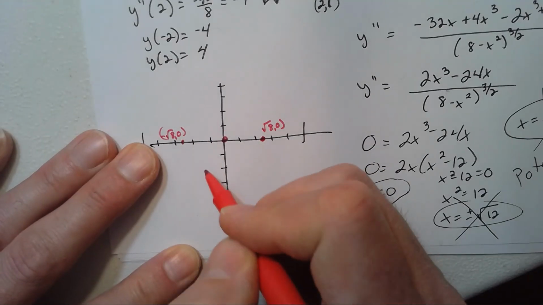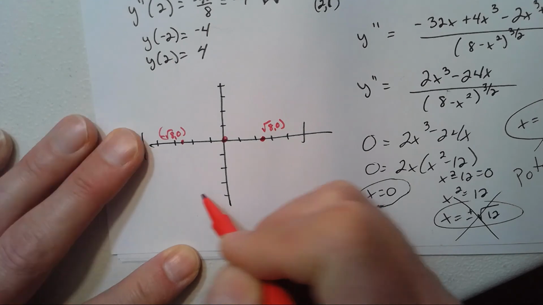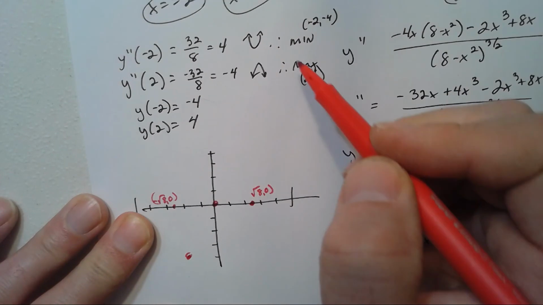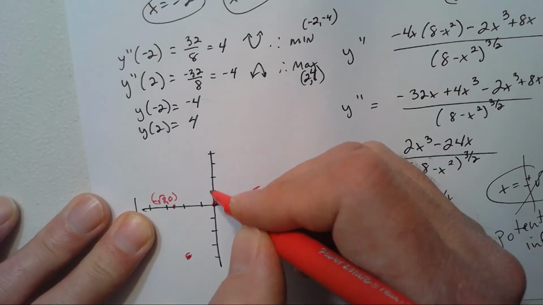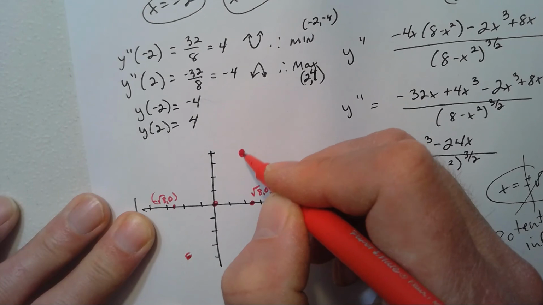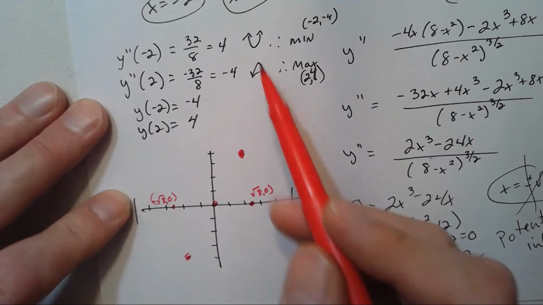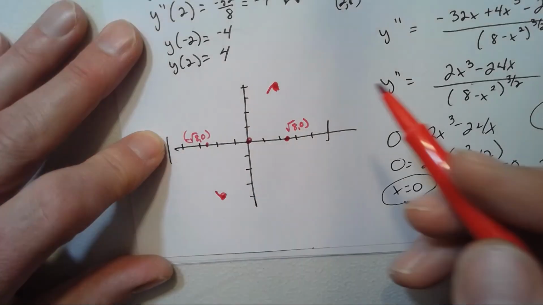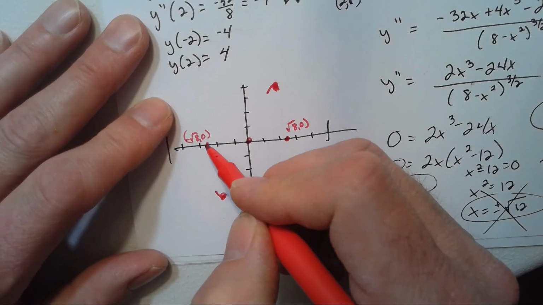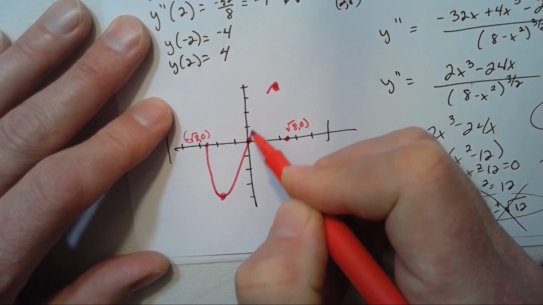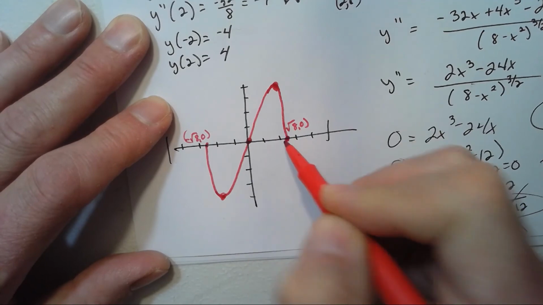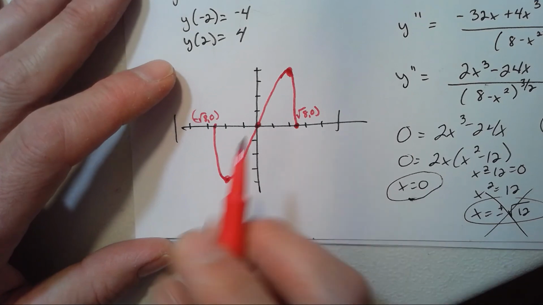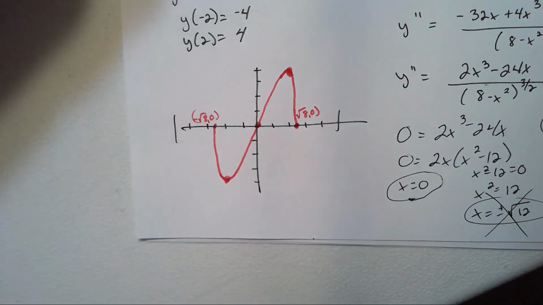Negative 2, 1, 2, 3, 1, 2, 3, 4. And then 2 comma 4 is a maximum. 2 comma 4, 2, 4, 1, 2, 3, 4. Somewhere up there. I know it's concave down at that point. I know it's concave up at the minimum. Nothing else interesting happens, so we can look at it. There's my sketch. Notice that there is an inflection point at 0, 0. It changes concavity.